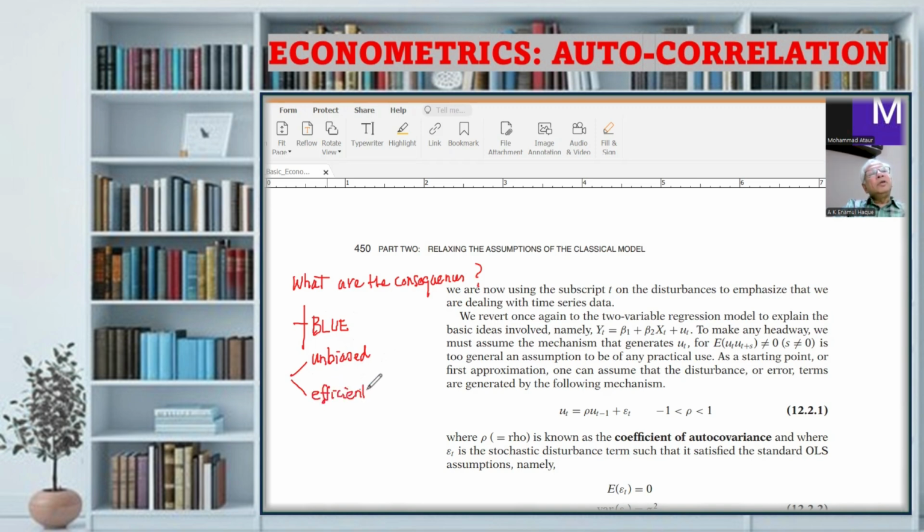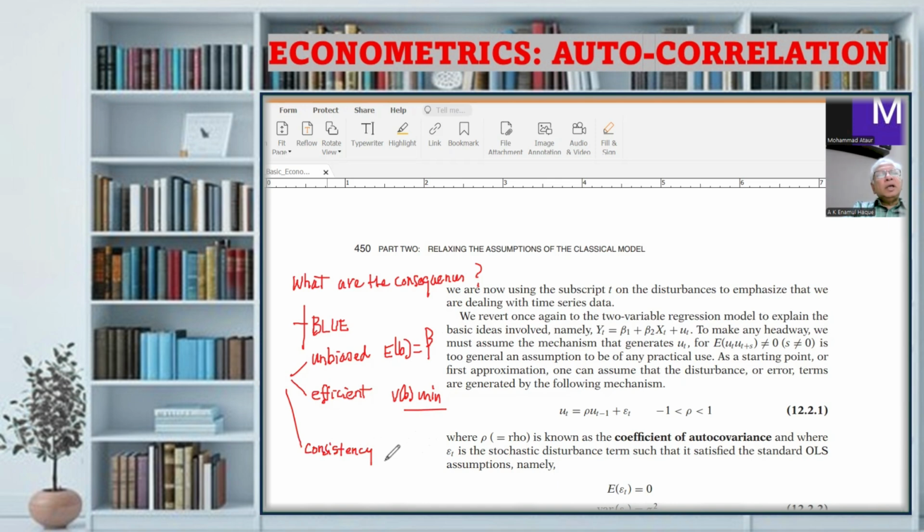Efficient means the variance of the estimator, or variance of b, must be minimal. And this means the expectation of b must be equal to beta. Remember the wording is important. The third one is called consistency, which we don't talk much about, but I think conceptually we should know. An estimator must be consistent.